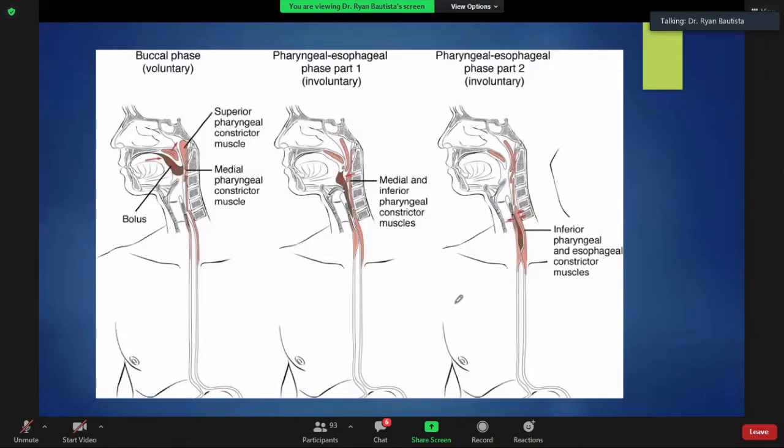Okay, so these are the phases again of swallowing. Your oral or buccal phase, which is voluntary. Your pharyngoesophageal, part 1, involuntary. And your esophageal, which is also involuntary.